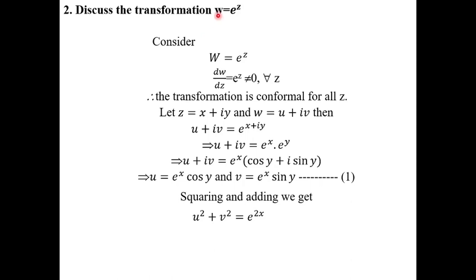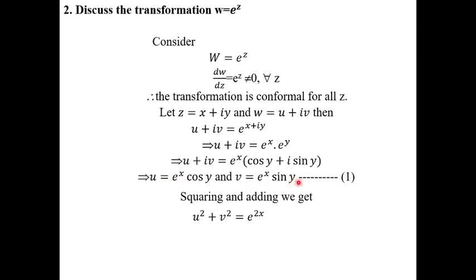Now w is equal to u plus iv, and e to the power of what? x plus iy. u plus iv is equal to e to the power of x into e to the power of i into y. What is e to the power of i into y? It can be written as cos y plus i sin y. Now separate the real part and imaginary part. u is equal to e power x cos y and v is equal to e power x into sin y. Call this equation number 1.